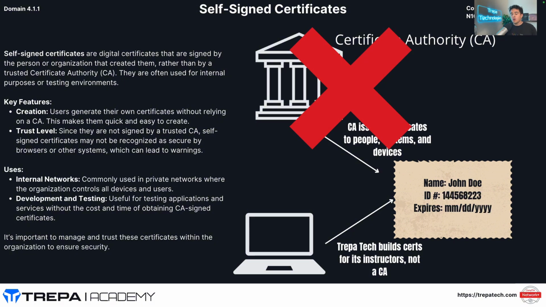I'm validating that. Well, maybe within an organization, we don't need that centralized administrative burden of running our own certificate authority, so we just do self-signed certificates. The key features: users generate their own certificates without relying on a CA, so we'll still be able to do what we normally do with certificates, but maybe a web browser won't recognize it as valid, though that doesn't mean you're not still doing that HTTPS session. Since they are not signed by a trusted CA, self-signed certificates may not be recognized as secure by browsers or their system, which can lead to warnings. Use cases: development and testing, and internal networks.